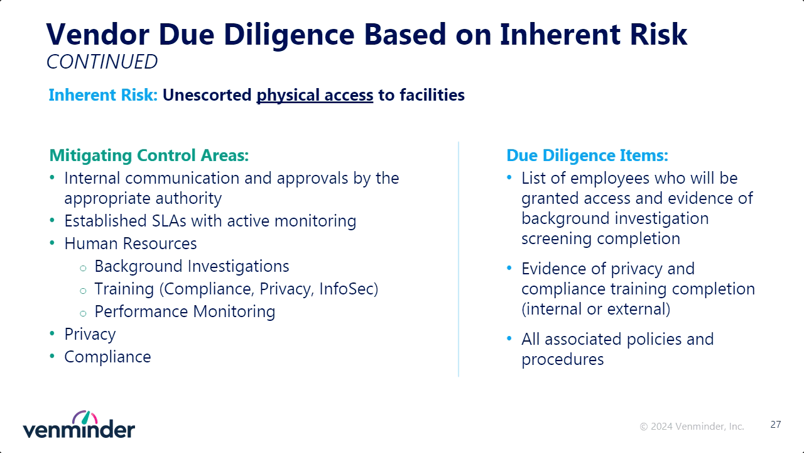Due diligence items to collect would be a list of the vendor's employees that will have access to your facilities and evidence that they're performing background screenings on their employees. You might also want to ask for evidence of privacy and compliance training that's done either internally or externally, and all associated policies and procedures.